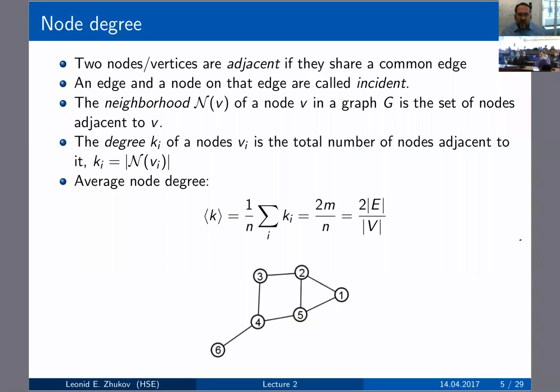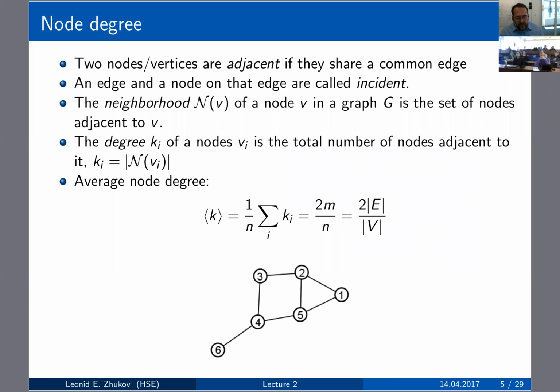So, a few more definitions. Two nodes or vertices are adjacent if they share a common edge. So node 4 and node 3 are adjacent because they're connected. Node 4 and 5 are connected, they're adjacent. But node 6 and node 1 are not adjacent.